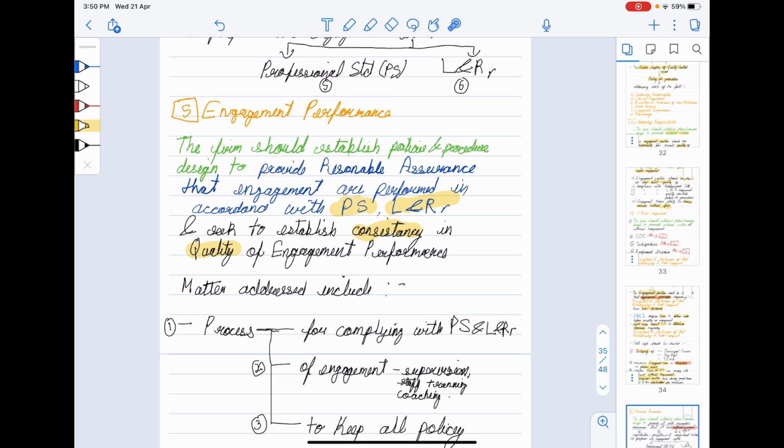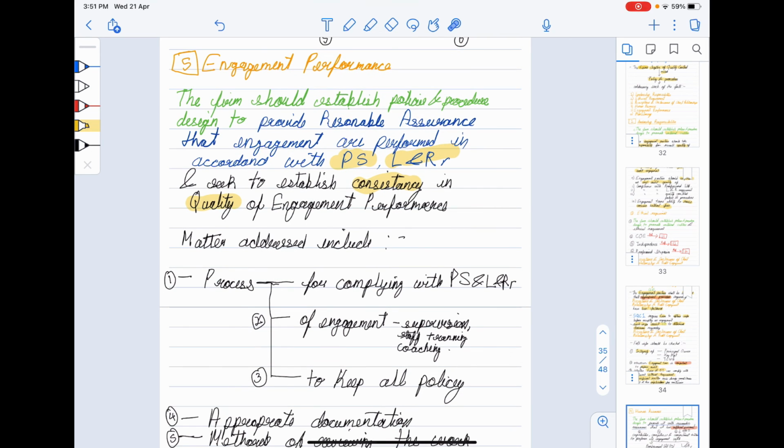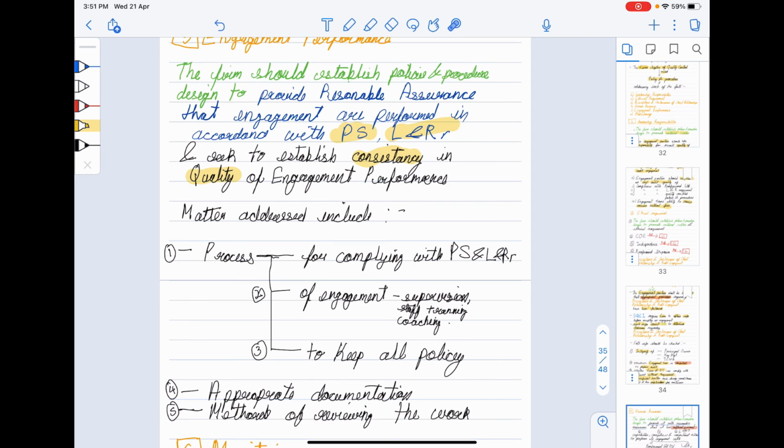Easy. Fifth one is engagement performance. The firm should establish policies and procedures designed to provide reasonable assurance that engagements are performed in accordance with professional standards and legal and regulatory requirements, and seek to establish consistency in the quality of engagement performance. Matters addressed include: first one is process to comply with professional standards and legal and regulatory requirements. Second is process of engagement supervision, staff training and coaching. Third one is process to keep all the policies. Fourth one is appropriate documentation, and fifth is method of reviewing the work.